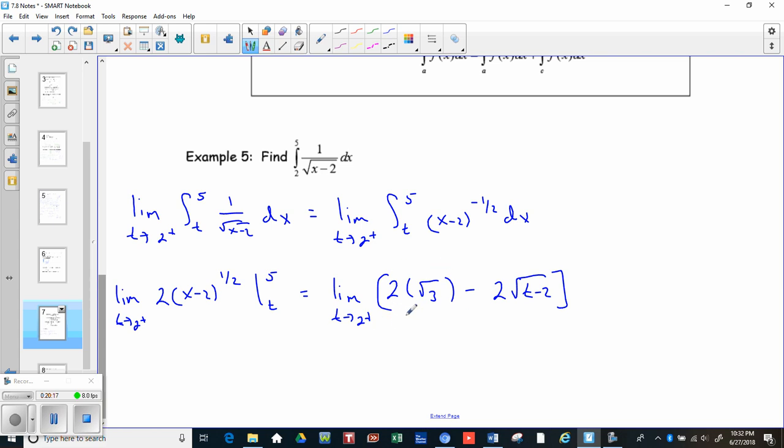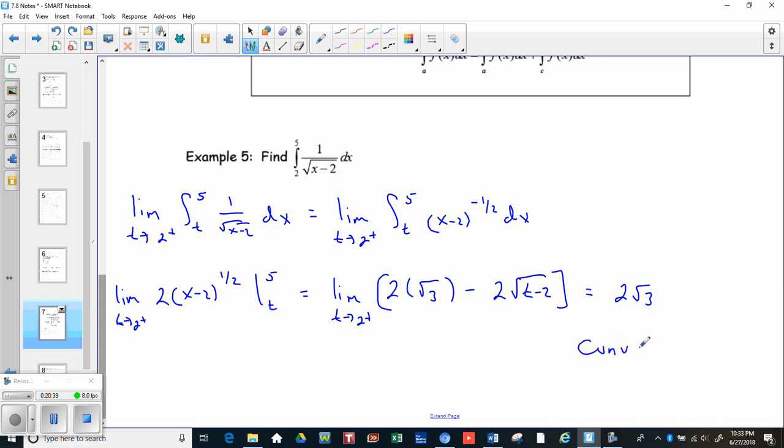The limit of 2 square roots of 3 as t approaches anything, because this is constant, is 2 square roots of 3. It's a constant. This one I can plug 2 directly into here and actually get a value. Now if I plug 2 in here, I get 2 minus 2, which is 0, times 2 is still 0. So ultimately, this piece goes to 0. This one goes to the 2 square roots of 3. This is a finite value.